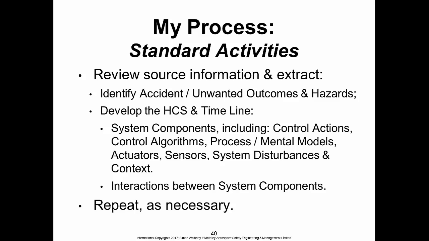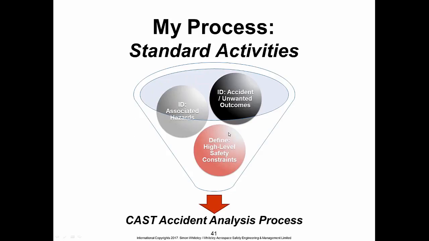And then, of course, because we're talking about a system with entities and relationships, we need information with regards to interactions between those system components. And then as you go through the CAST accident analysis process, you might need to repeat reviewing your information and potentially get extra detail or clarification.